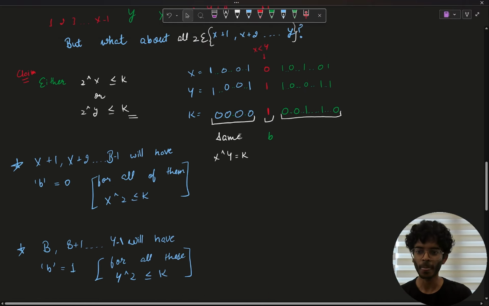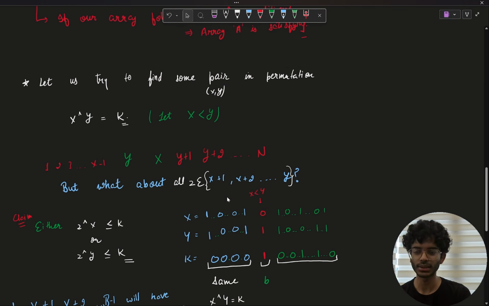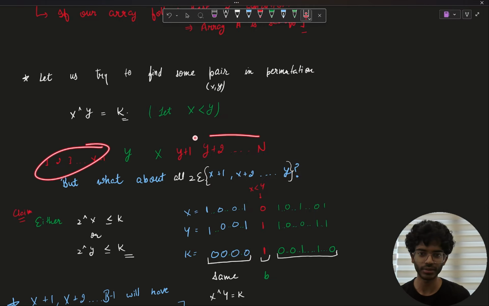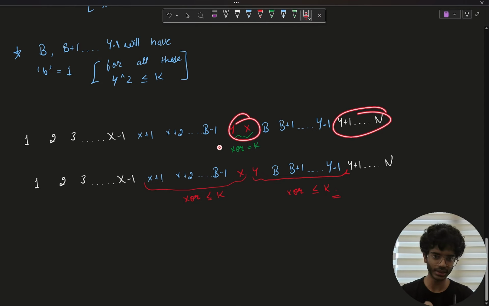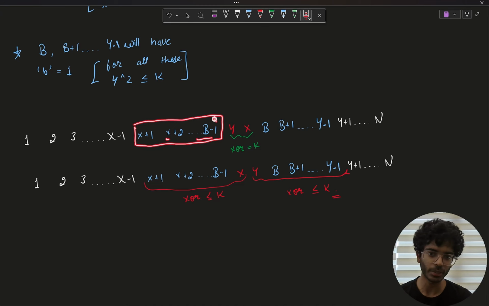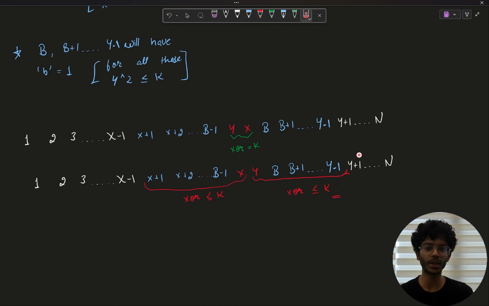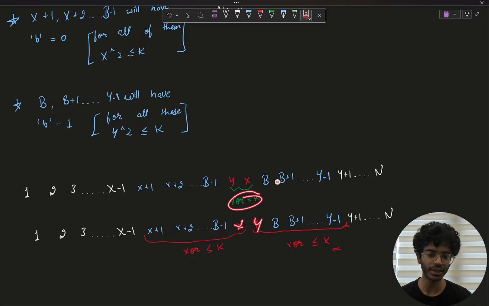So now let us try to create another construction, which is this. We have 1, 2, 3, dot, dot, dot, x minus 1, as we had earlier over here. We'll have these elements still the same, so y plus 1 would be still the same, and y and x would still be the same in the center. And we'll put x plus 1, x plus 2, dot, dot, dot, b minus 1 here, and b plus 1, dot, dot, dot, y minus 1 here. What will happen this way is the XOR of these two elements is equal to k. So we'll swap them. We'll have x here, y here. So we have at least one pair such that the XOR is k.